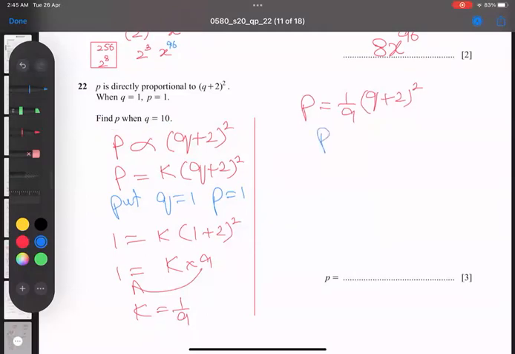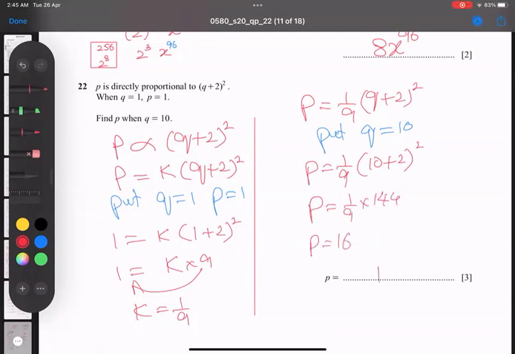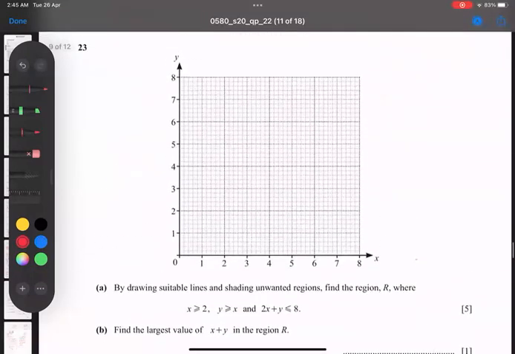So right here, put Q is 10. And when I replace 10, let's see what answer turns out to be. So P is equal to 1 over 9, and 10 plus 2 is 12, and 12 squared is 144. And 144, when I divide like this, I get a sharp answer of 16.